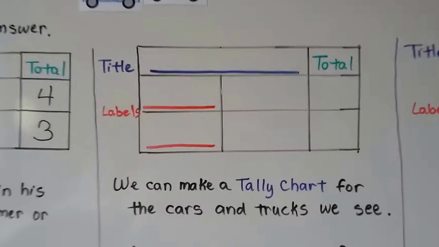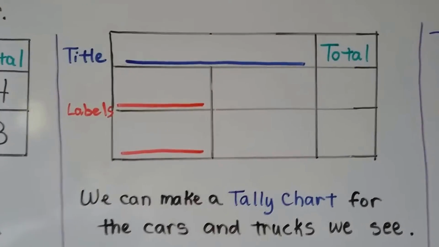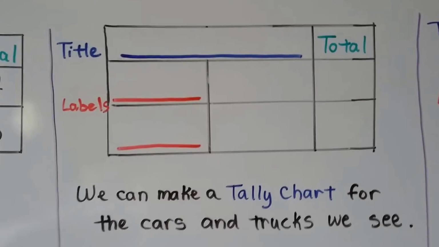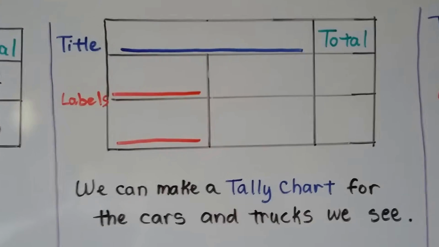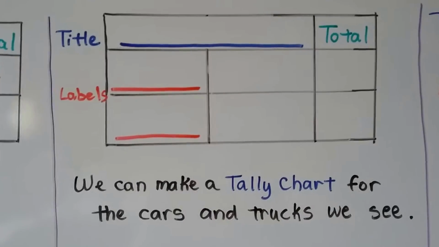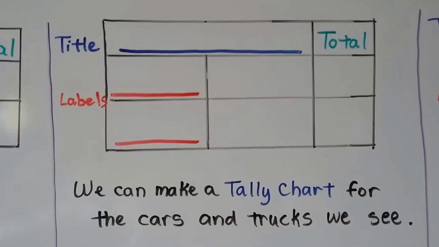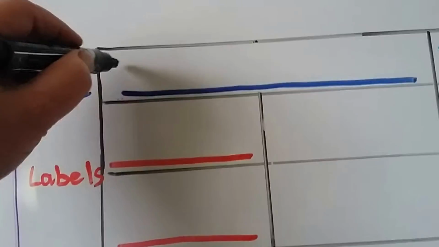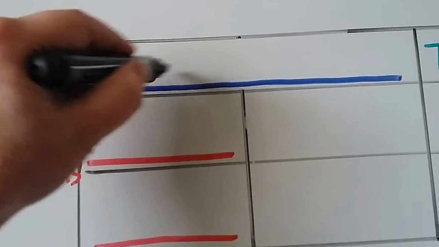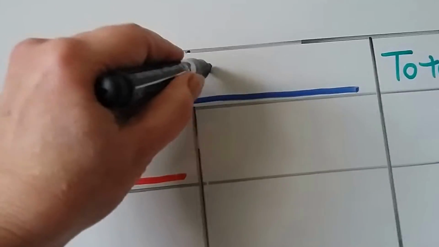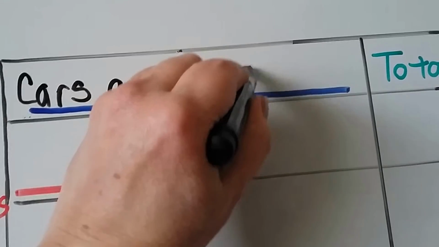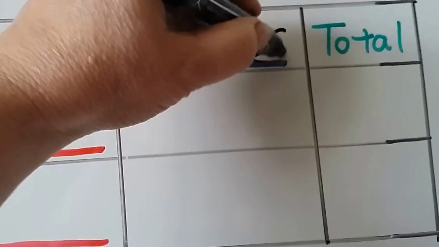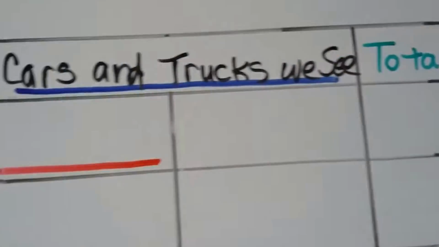Okay, now we have another one that's blank, and we can make a tally chart for the cars and trucks we see. So we need a total. It's a tally chart for the cars and trucks we see. What can we call it? We can call it cars and trucks we see. Because that's what it's about, isn't it? I'm running out of room here. Got to write smaller.